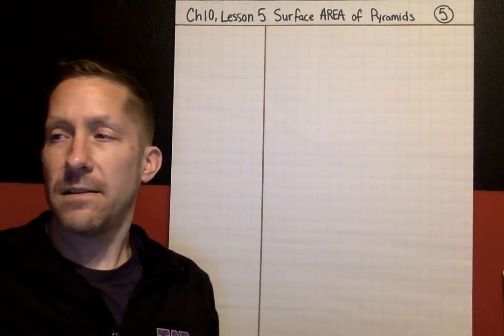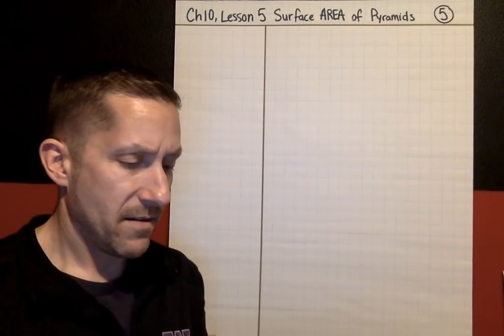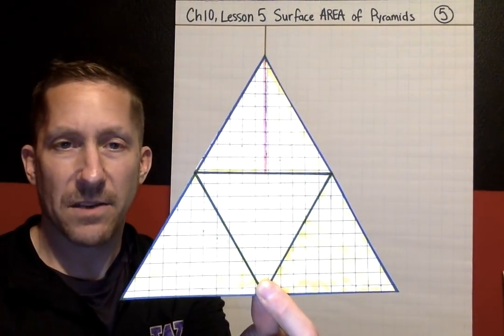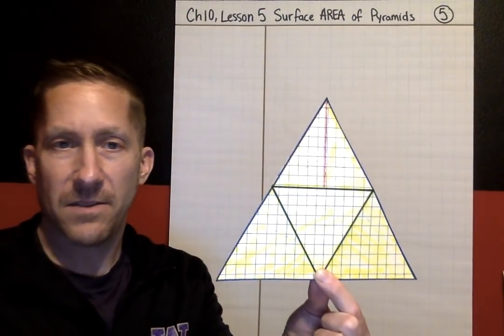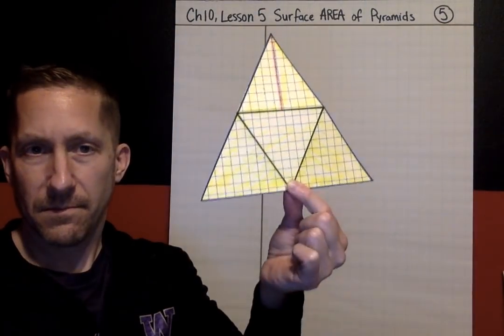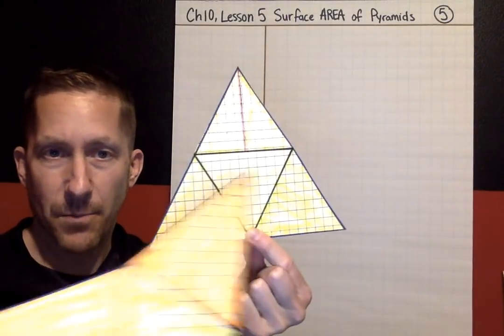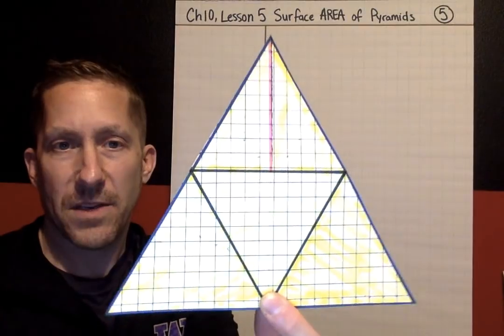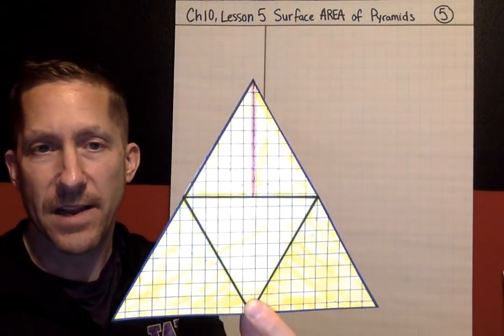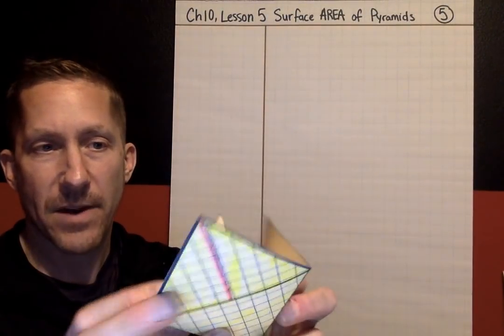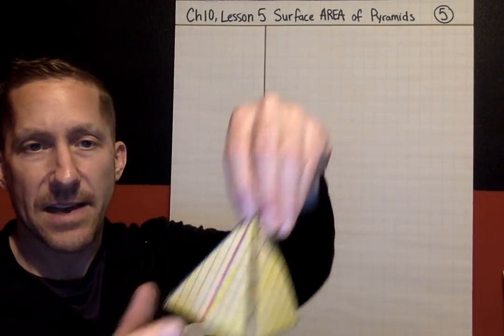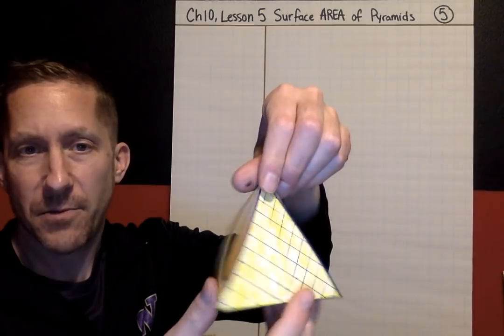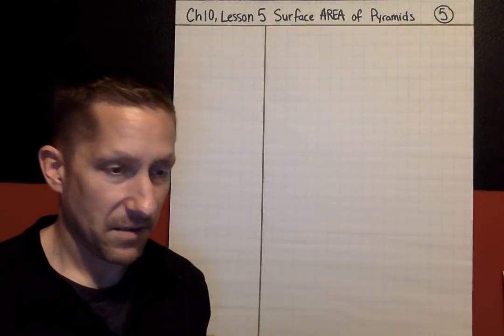The next type of pyramid is another triangle-based pyramid, but as you can see, it looks different than this one. This one makes a perfect triangle itself. This one does not. This one, all four triangles happen to be identical, but when I fold this one, I still get a triangle base, and I've got three lateral face triangles.